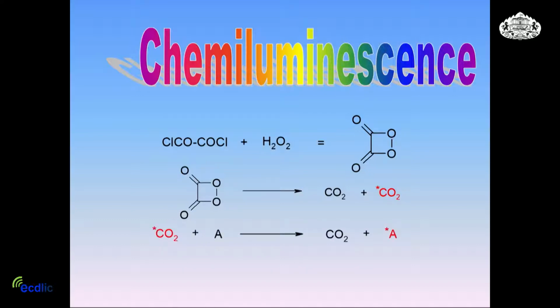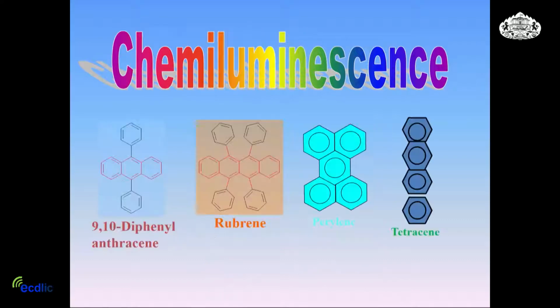But I am going to use acceptors, which will get the energy transferred from carbon dioxide, and instead get excited to their first excited state. And now they will emit light, and these are all fluorescent molecules. They will emit light, and depending upon the choice of A, I can get light of different wavelengths. So in today's experiment, I will use 9,10 diphenylanthracene, which will give you a bluish light. Rubrene will give an orange light, perylene will give you a cyan light, and tetracene will give a, well, these two actually are fused together.